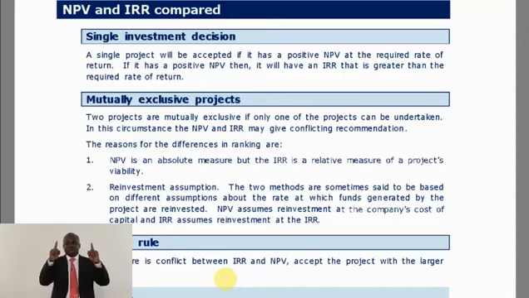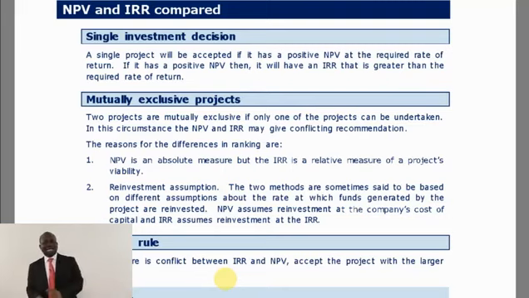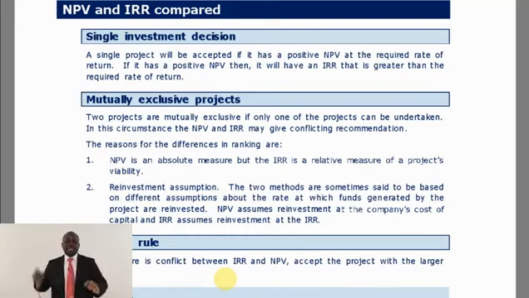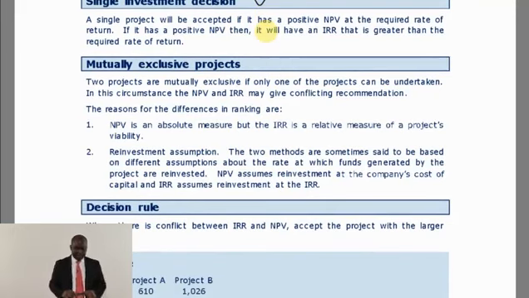If NPV is positive, it means automatically the cost of capital is less than internal rate of return. So where I have got only one project, if NPV is positive, automatically internal rate of return will be greater than that cost of capital. Therefore, if NPV says accept the project, internal rate of return will also say accept the project. There wouldn't be any conflict. So when there is a single project, no conflict between NPV and internal rate of return.